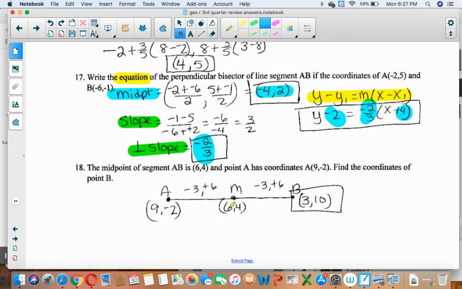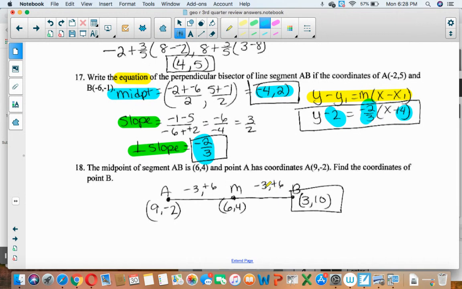Now if (6, 4) is the midpoint, however far away it is from A, it has to be the same exact distance from B. So all I did is compare the x's. How far away is it from A? How did I get from 9 to 6? Well, I subtracted 3. How did I get from -2 to positive 4? I added 6. So I do the same exact thing on this side to figure out B.